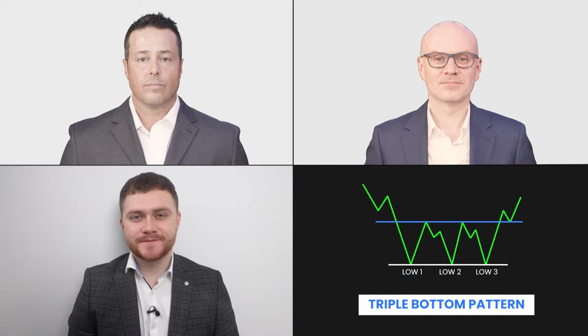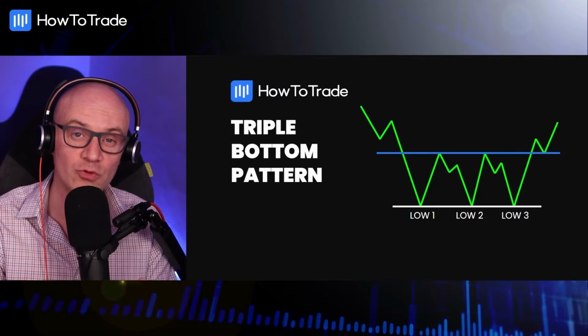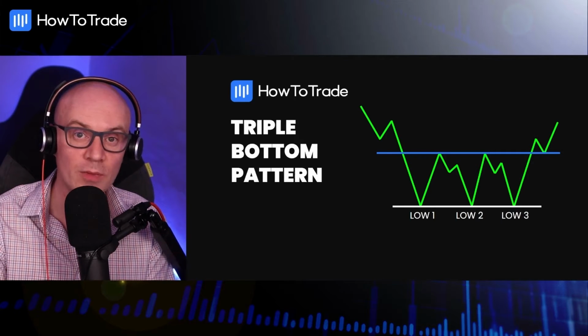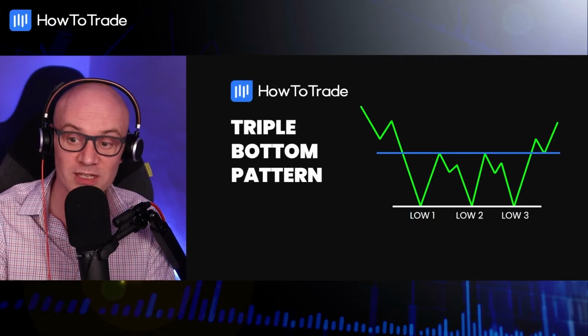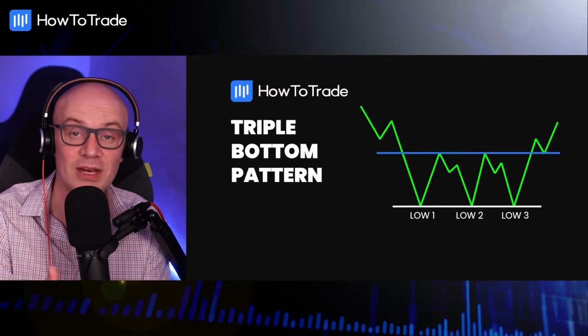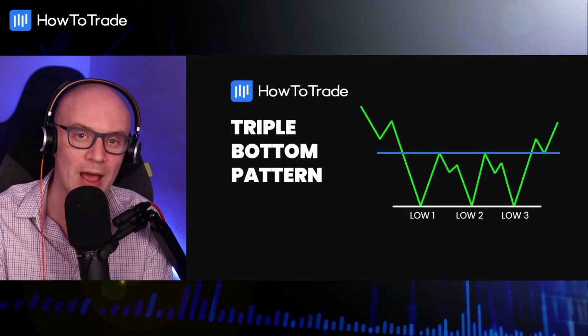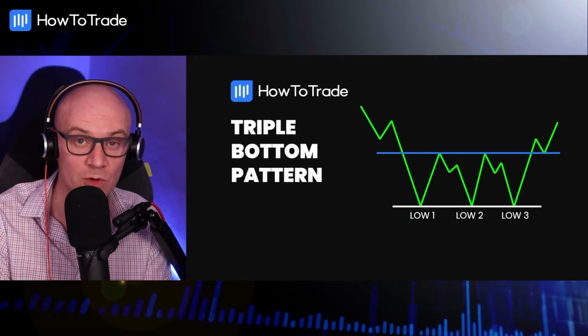So let's get started. A triple bottom is a bullish reversal pattern, not especially common, certainly not as common as structures like a double bottom, which is very similar, except this is unique in the sense that it has three lows that cannot get through a level of support. We find them at the bottom of downtrends.